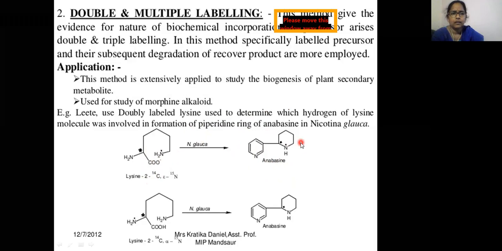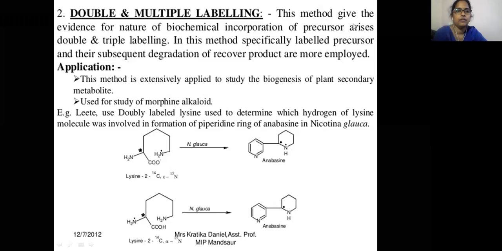So here you can see we have two amino groups. Now we need to find out which amino group, or which nitrogen, is involved in the formation of the heterocyclic ring and which is involved in the formation of the cyclic ring.